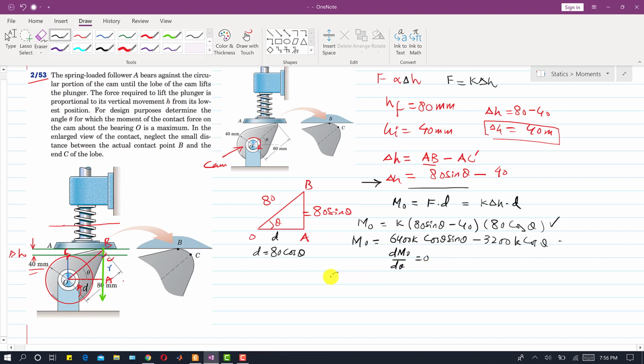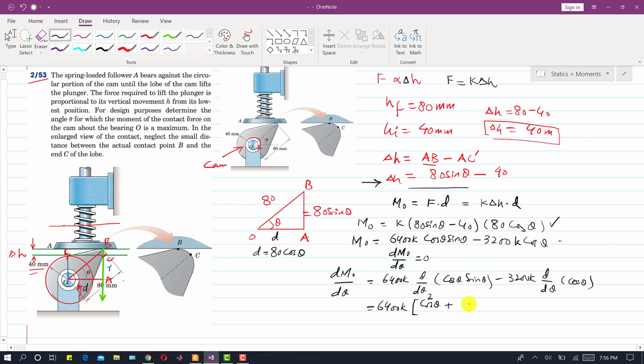If I take the derivative of this moment with respect to theta, 6400 K is constant, so I will write 6400 K, d by d theta of cos of theta sine of theta. Again, minus 3200 K is constant, and d by d theta of cos of theta. So what will be the derivative? It will be 6400 K, and this will be cos of theta, and the derivative of sine of theta is cos theta, so it will become cos square theta.